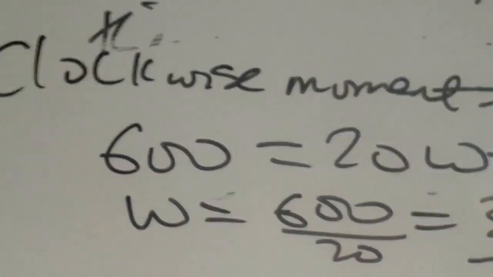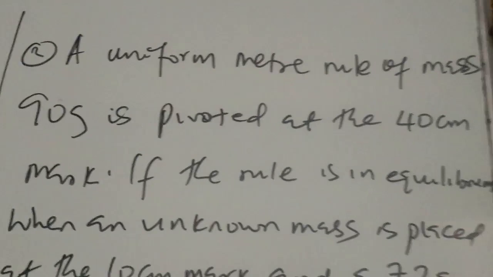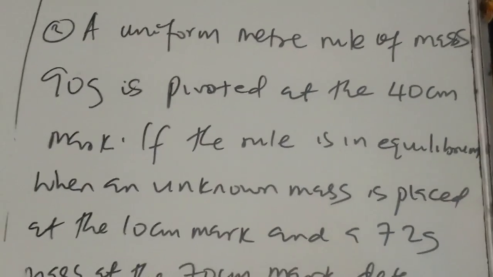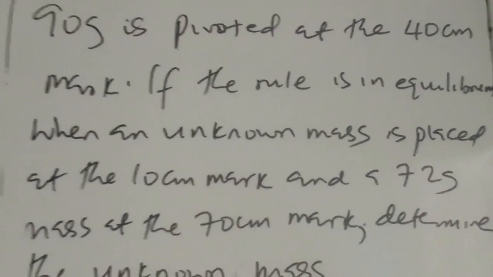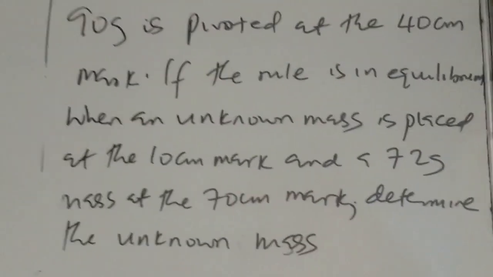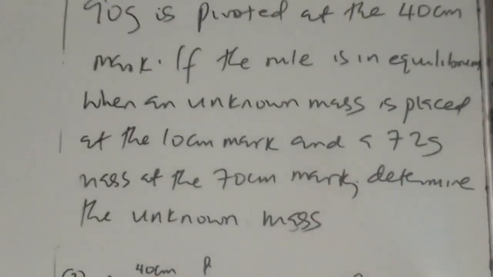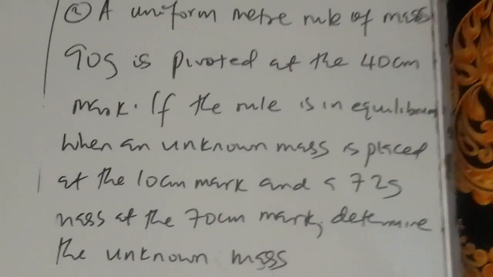So now go to number 2 question over there. That says a uniform meter rule of mass 90 grams is pivoted at the 40 cm mark. If the rule is in equilibrium when an unknown mass is placed at the 10 cm mark and the 72 gram mass at the 70 cm mark, I mean the unknown mass.